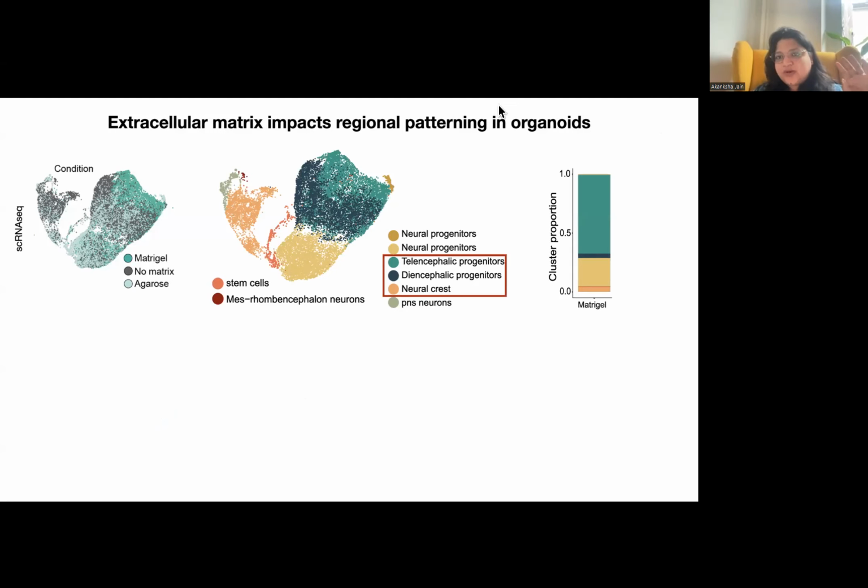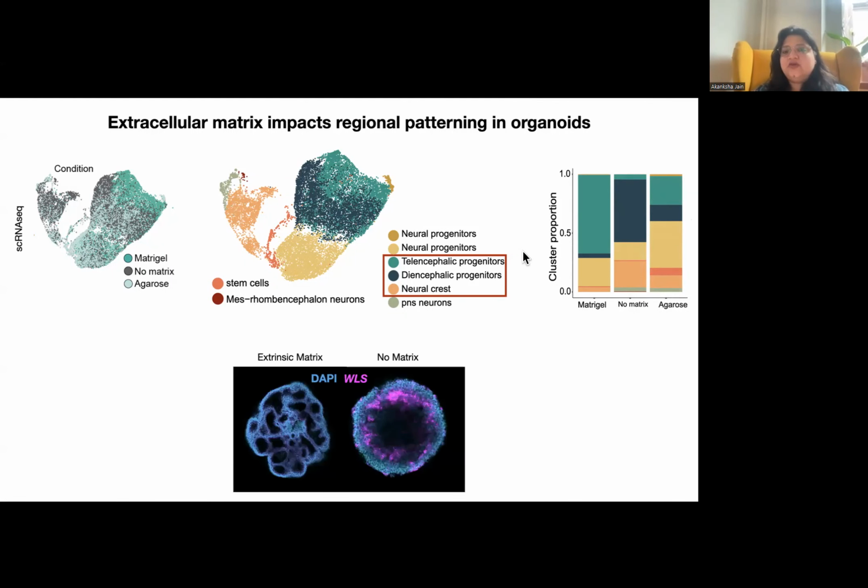When you provide Matrigel and you have this Matrigel-guided path of organoid development, we find that a lot of telencephalic progenitors are largely coming up in the organoid. However, if you give it without any matrix or you give the agarose, we find that a lot of neural crest starts coming up and a lot of diencephalic progenitors are coming up, with agarose showing an in-between situation. So when we do a differential expression analysis between these 2 conditions, we found that one of the top DE genes was Wntless. And this was really high in the no matrix organoids.